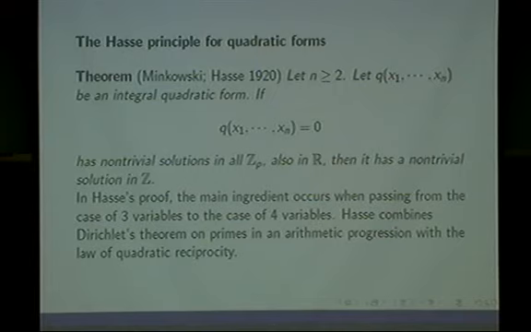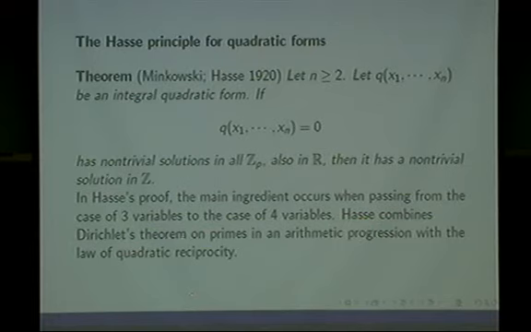Okay? So in Hasse's proof, in fact, there are various proofs, but in Hasse's proof, 1924, I think, the main ingredient occurs when you use the theorem for 3 variables to prove the theorem for 4 variables. This is the difficult step. Indeed, the proof combines Dirichlet's theorem on primes in arithmetic progression with the law of quadratic reciprocity.